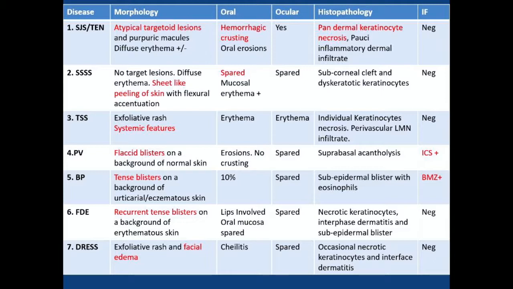In bullous pemphigoid and mucous membrane pemphigoid, there are tense blisters. Generally, atypical targetoid lesions are not seen, and you see immune deposits in the basement membrane zone. In fixed drug eruption, there is a history of recurrent blisters. Recurrent is the catch point here. And in DRESS, the severe facial edema is typically characteristic.